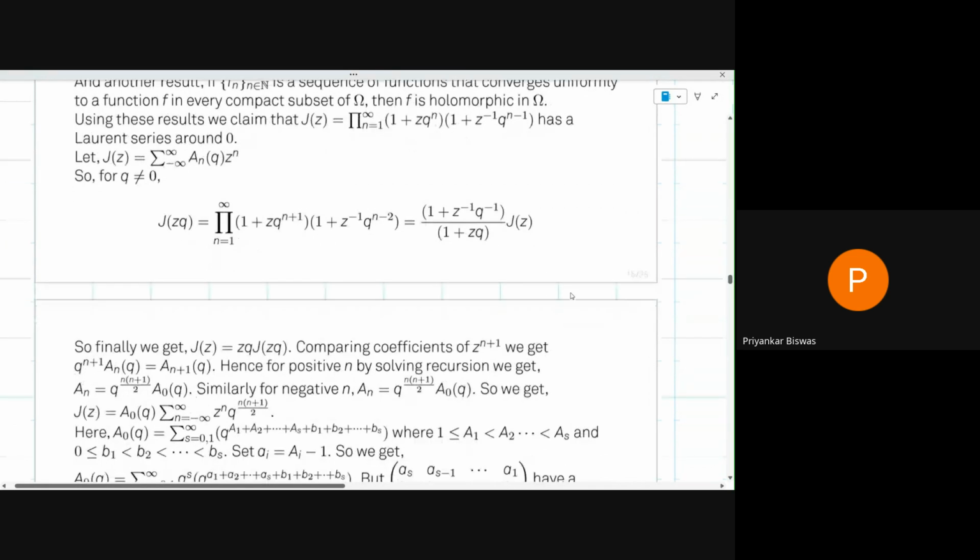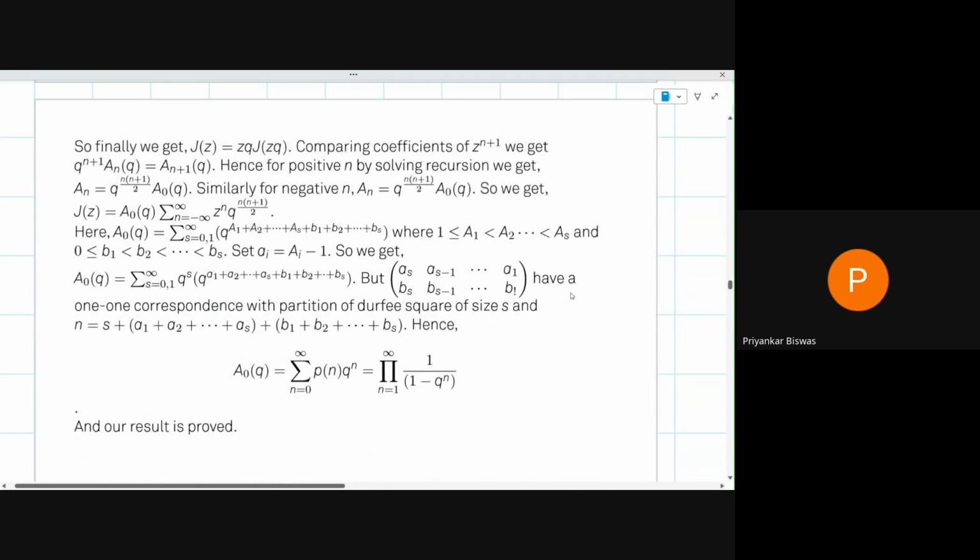So now we have g of z equals zq into g of zq. Now compare the coefficient of z power n plus 1 on both sides. You will get q power n plus 1 a_{n+1} q equals a_n of q. And by solving the recursion, you will get that the coefficient of a_n is q power n(n plus 1) by 2, a0q. And similarly, for negative integers, you can find it in a recursive way that the coefficient is the same.